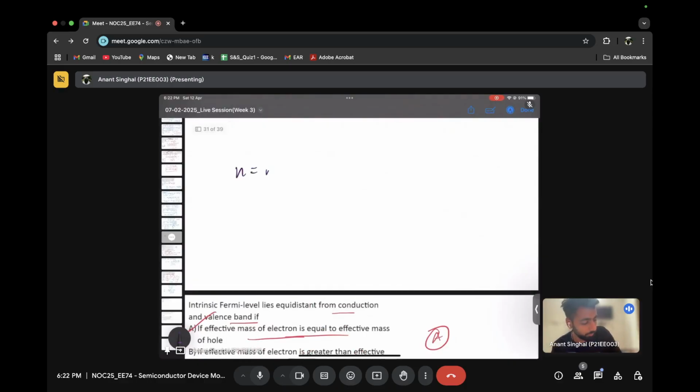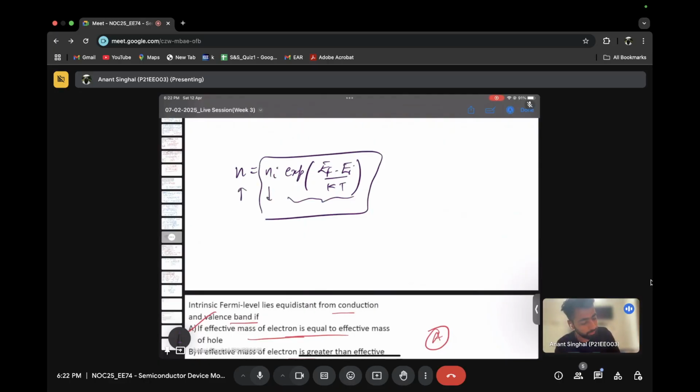If you remember, we have this Ni relation: it is exponential of EF minus EI over KT. Now you know that the intrinsic concentration is less than that of the n, right? So this relation will only hold if this value is greater than 1, or this exponential term is positive. For an n-type semiconductor, the Fermi level is greater than the intrinsic Fermi level, so then only this relation will hold.